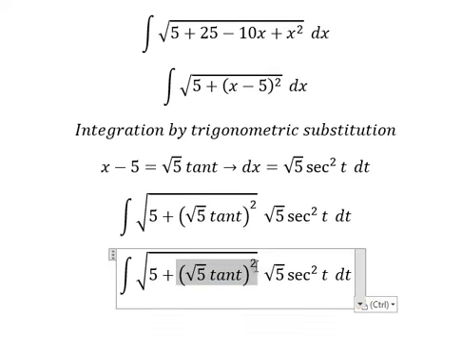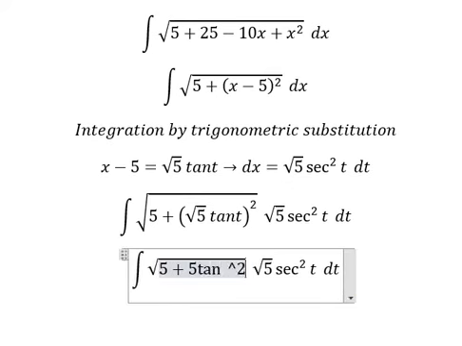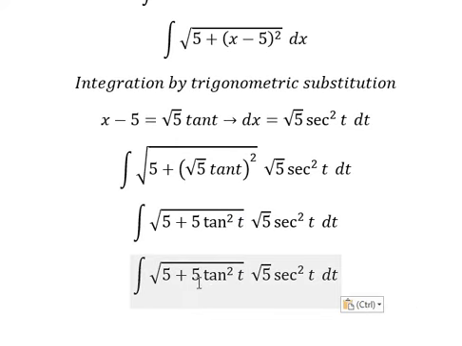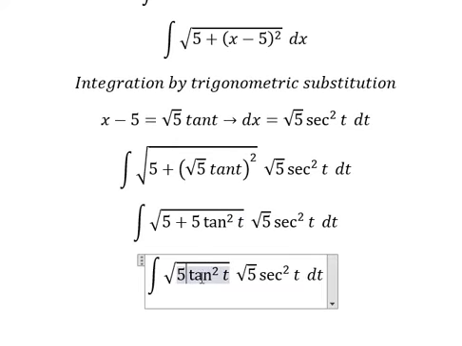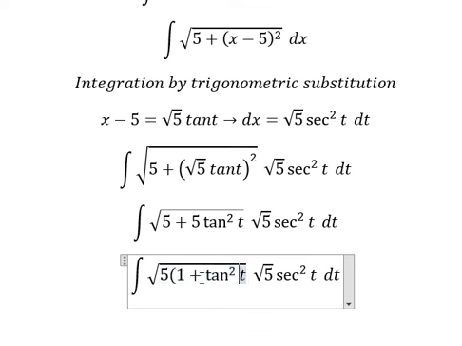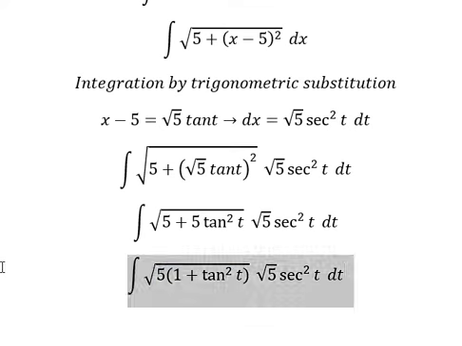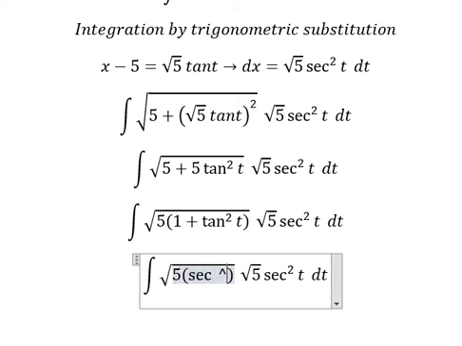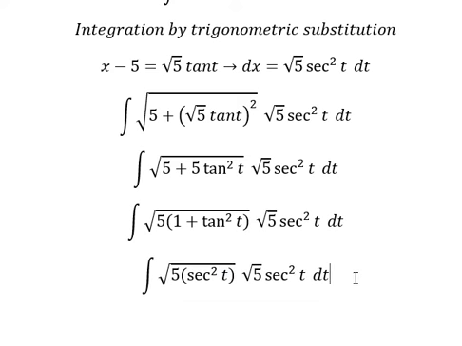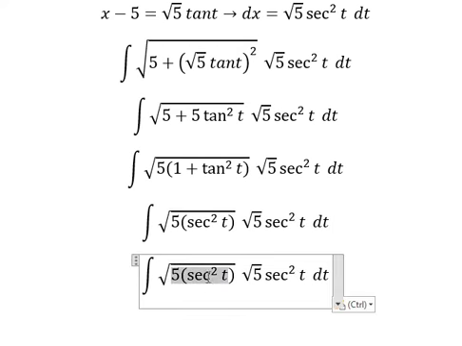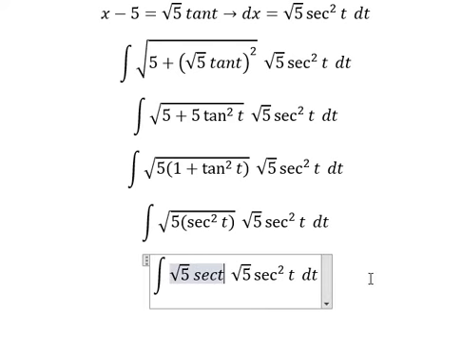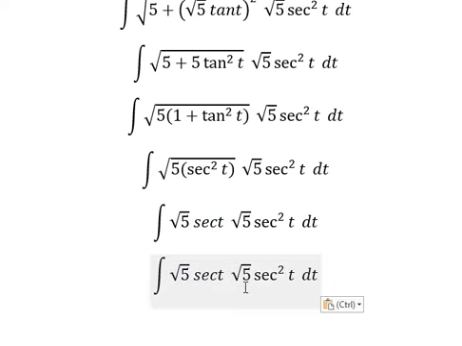So this one we have 5 tan t squared. Number 5 and number 5 we can do factorization. This one we have secant of t squared. The square root of this one we have the square root of 5 secant of t. So this one and this one we have number 5.